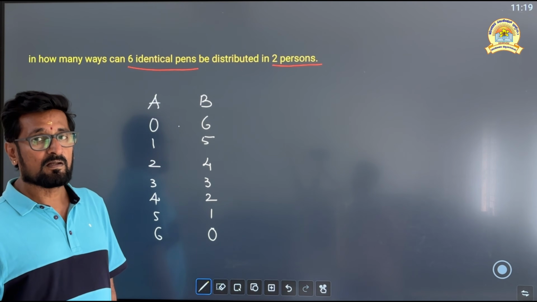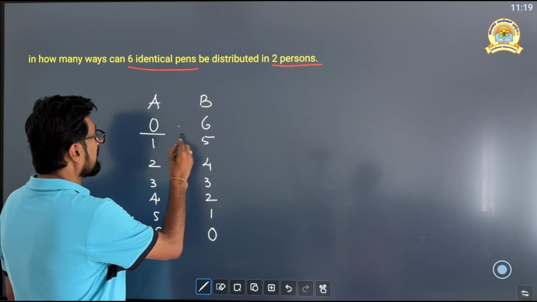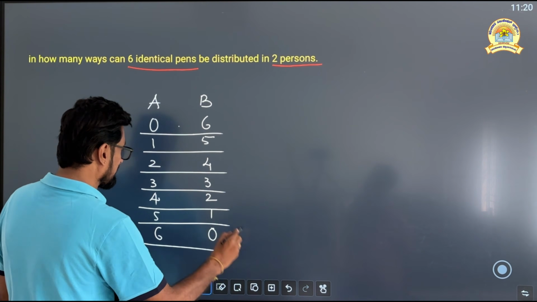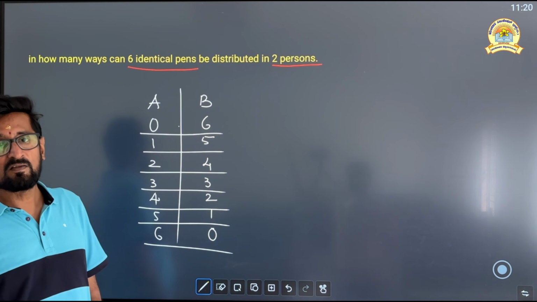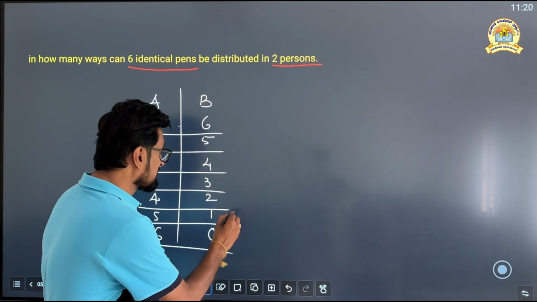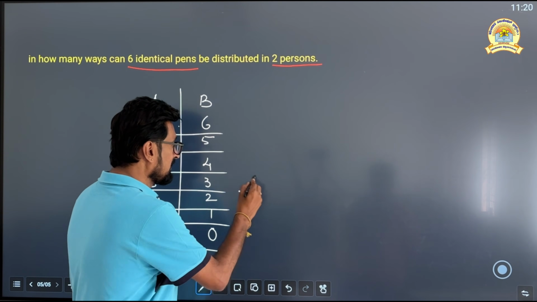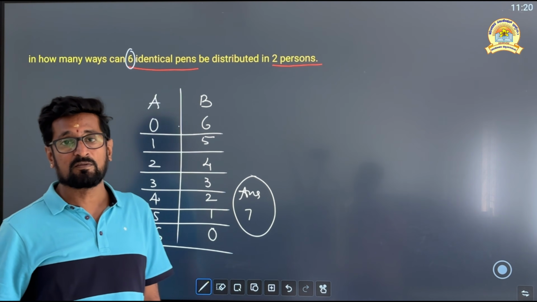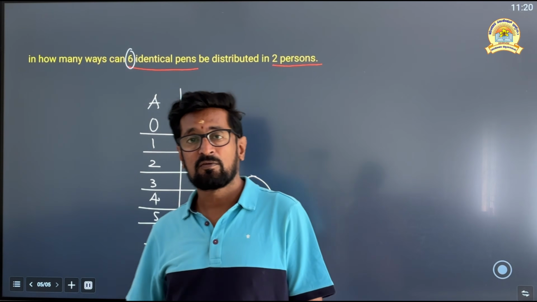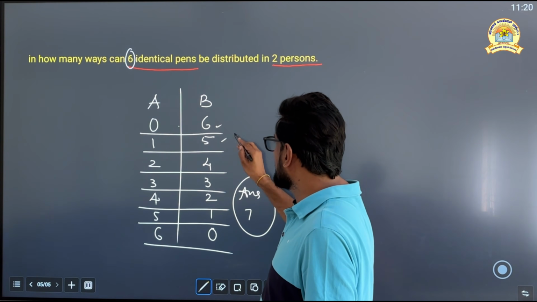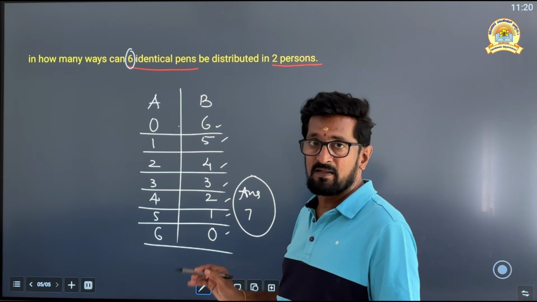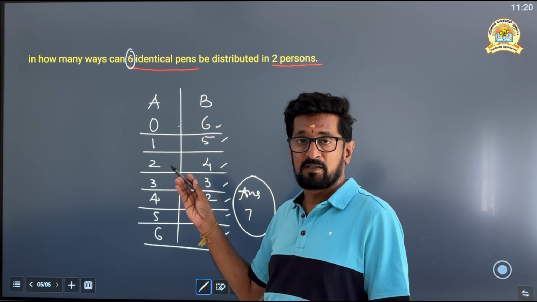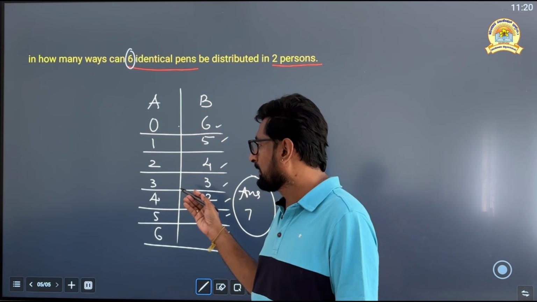That means here how many combinations did you get? 1, 2, 3, 4, 5, 6, 7 combinations in this distribution. Of course, the answer for this problem will be 7, as the quantity is very small. We took only 6 identical pens here, hence it is possible to write each and every combination and write the answer. Suppose it has been given like 60 or 70 pens, then how should you do this problem?